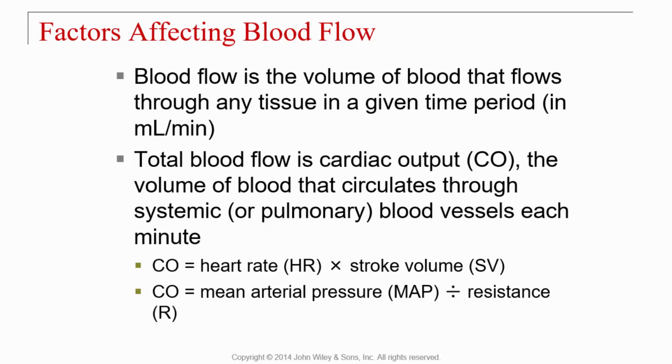So again, heart rate, how many beats per minute, times stroke volume, how much volume of blood is pushed out of the ventricles with each contraction. And we can also say cardiac output equals the mean arterial pressure, or MAP, divided by resistance.